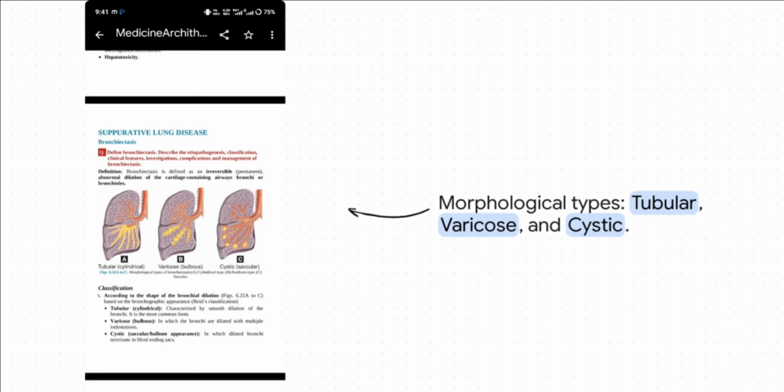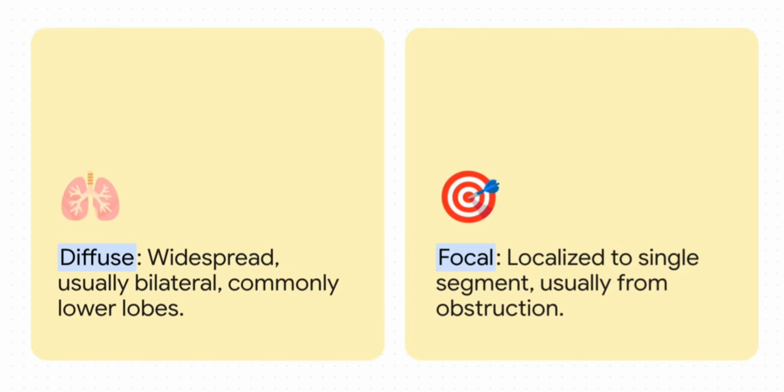First up, there's tubular, or cylindrical bronchiectasis, characterized by a smooth, uniform dilation of the bronchi, and this is by far the most common form. Second is the varicose or bulbous type, where the bronchi are dilated but with multiple indentations, so it almost looks like a bumpy string of pearls. And finally, we have the most extreme form, cystic or saccular bronchiectasis, where these dilated bronchi actually terminate in dramatic, balloon-like, blind-ending sacs.